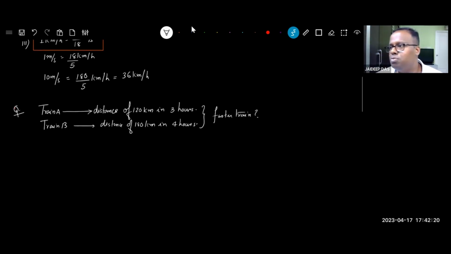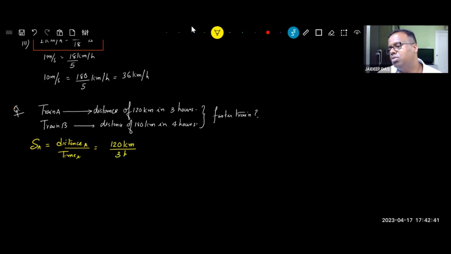So if you find the speed of train A and call it SA, it should be distance traveled by A over the time taken by A. Don't substitute values straight away. Now substitute. What is the distance? 120 kilometers. What is the time taken? 3 hours. Okay, let's see. So this is 40 kilometers per hour, the speed of this train.